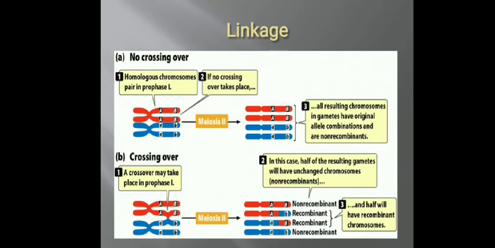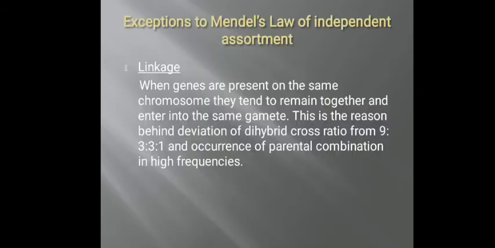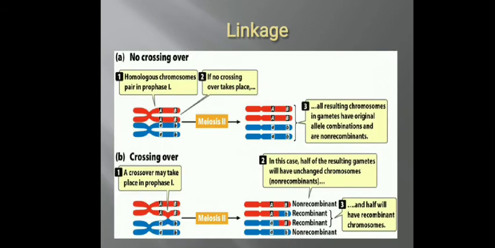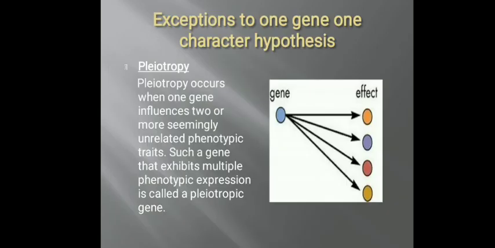So when linkage is there, you will not get the ratio of 9:3:3:1 that Mendel got in case of dihybrid ratio, where 9 and 1 were the parental combinations and 3 plus 3 were the recombinants. 9 was round yellow and 1 was wrinkled green that he took as parents, and the 3 were round green and wrinkled yellow, which he did not take, but he got. We call them recombinants. So here you can see, if there is no crossing over, there will be no recombinants, and therefore we call this linkage, and this is a deviation of Mendel's law of independent assortment.